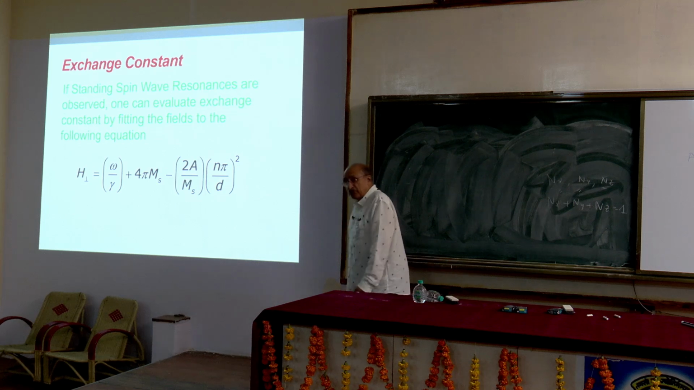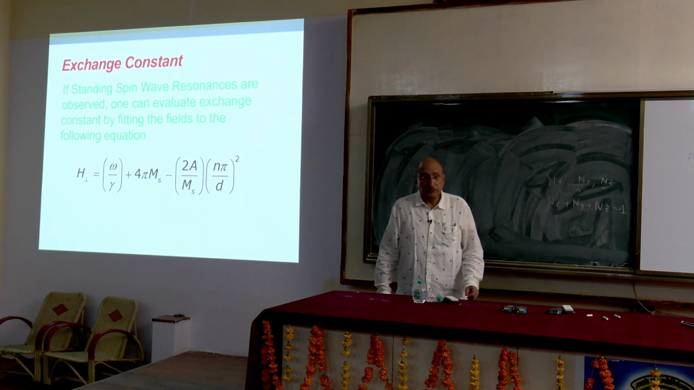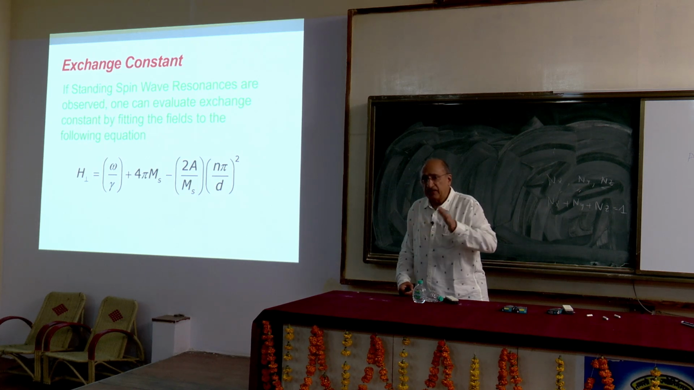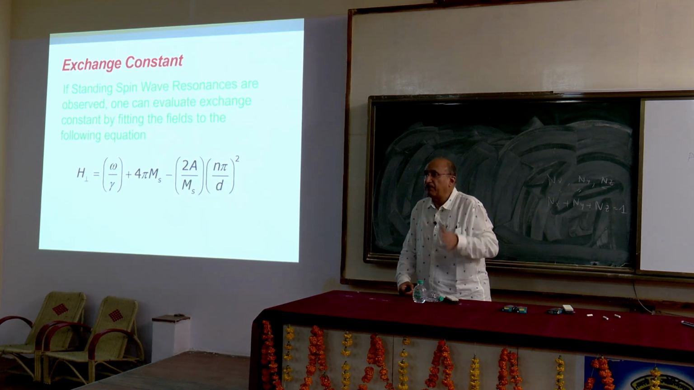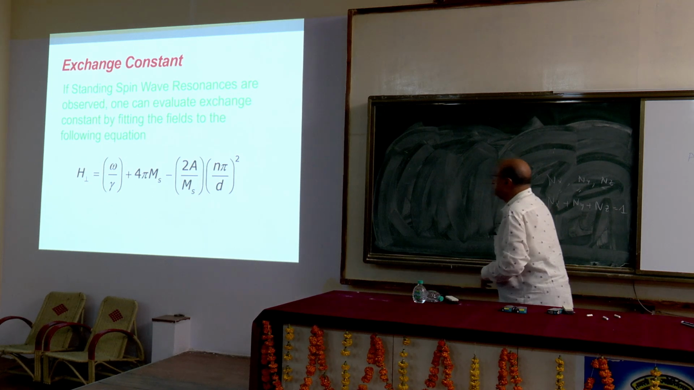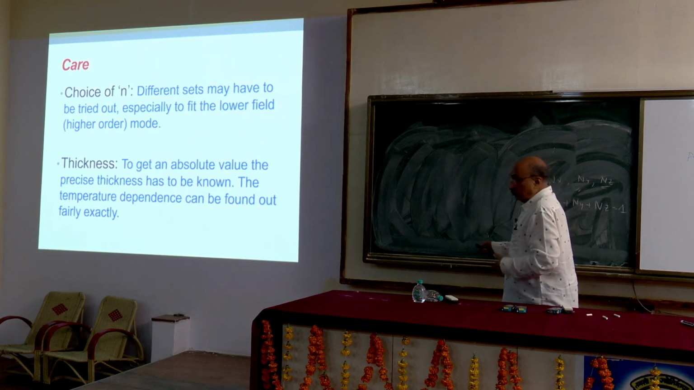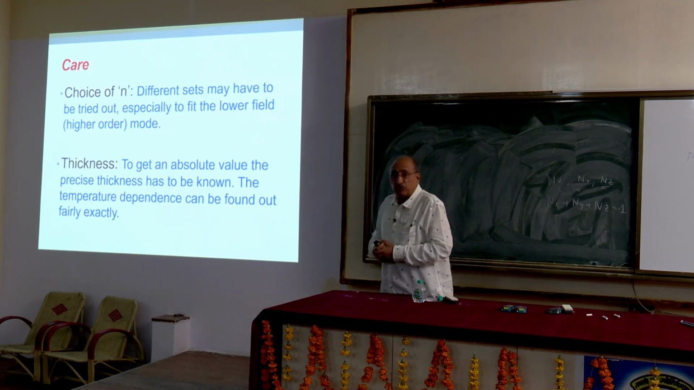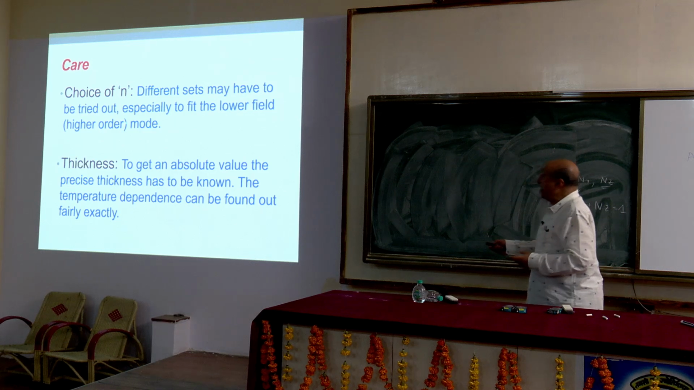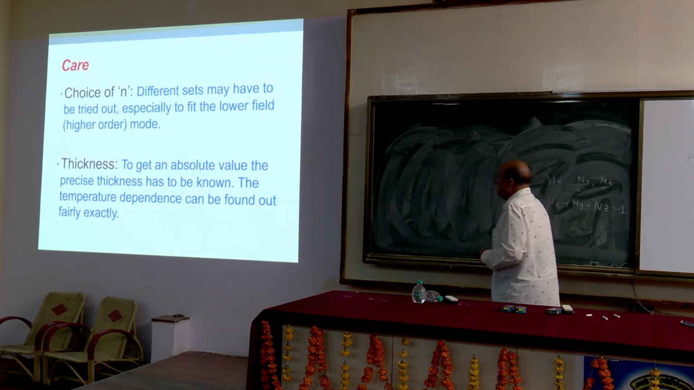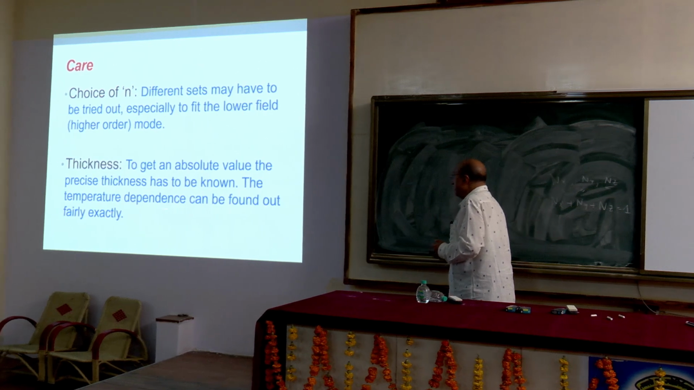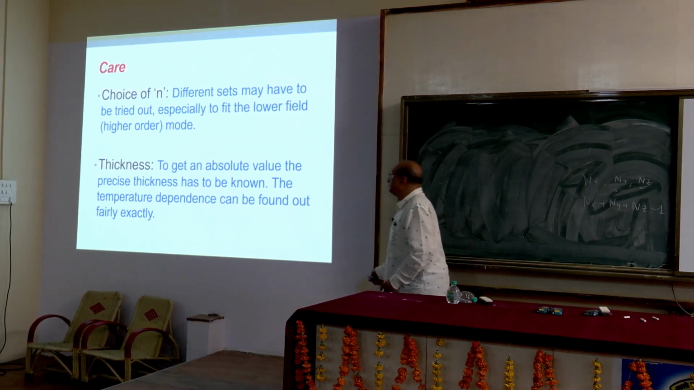You can determine the exchange constant if you get standing spin wave modes. Many times people have tried to implant just the surfaces so that the magnetic modes get pinned and you start getting a uniform precession mode, just to evaluate D. You don't have a priori any idea what the choices of your N, the number of half wavelengths, are. Different sets may have to be tried out, especially to fit the higher order modes. To get an absolute value, the precise thickness has to be known. Temperature dependence can be found out fairly easily.